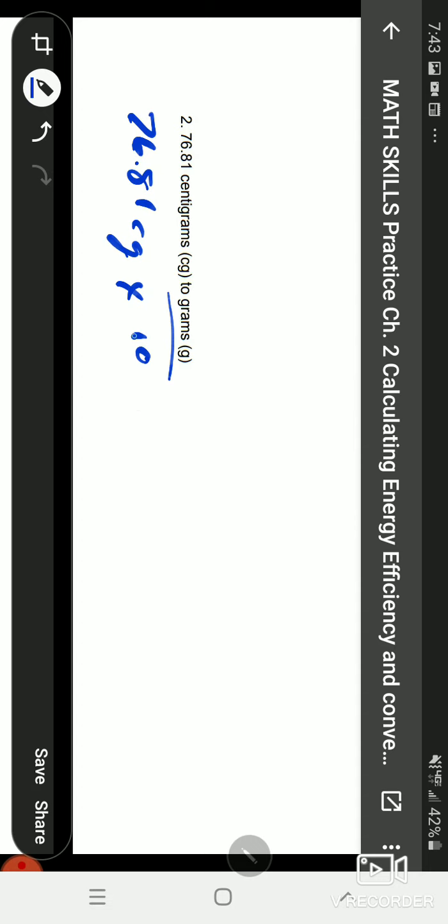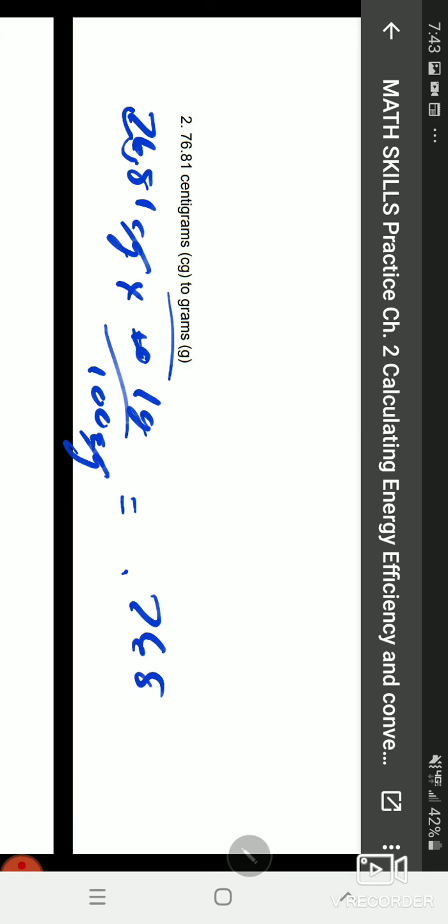So again, we start with what they give us. We start with 76.81 centigrams, and we're trying to get to grams. Well, again, centi always means 100. So I know then that there are 100. I want to put 100 centigrams here, but then they wouldn't be diagonal. So I want to change that to 1 gram per 100 centigrams.